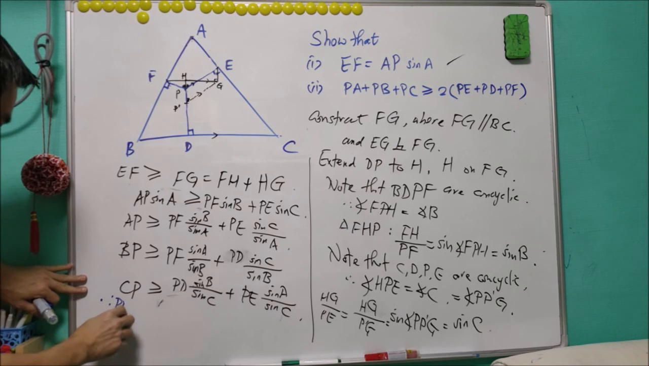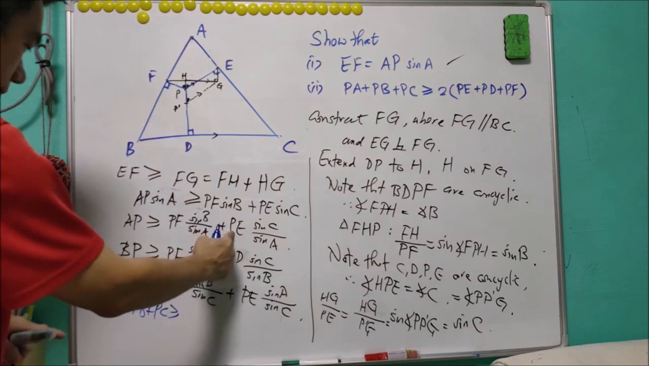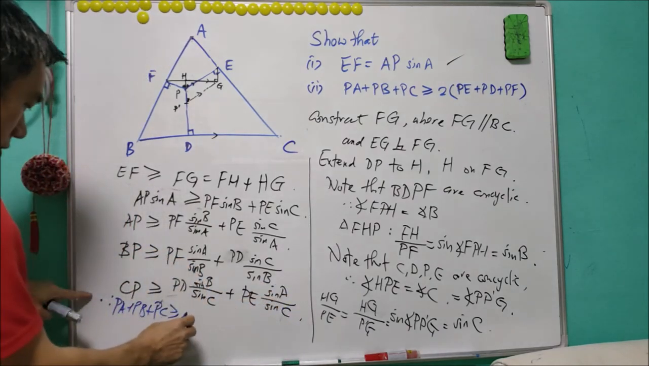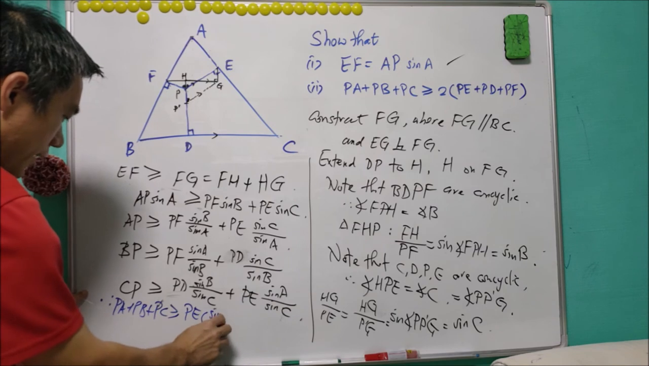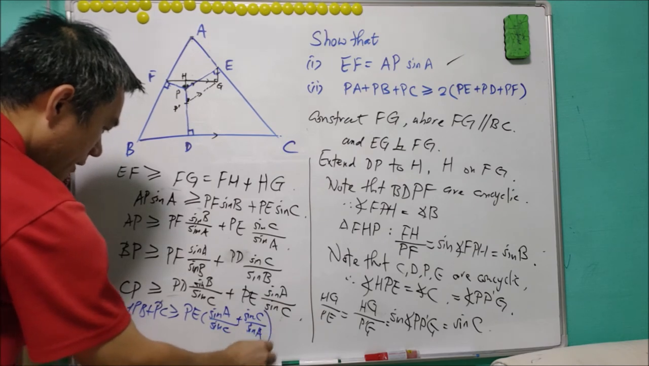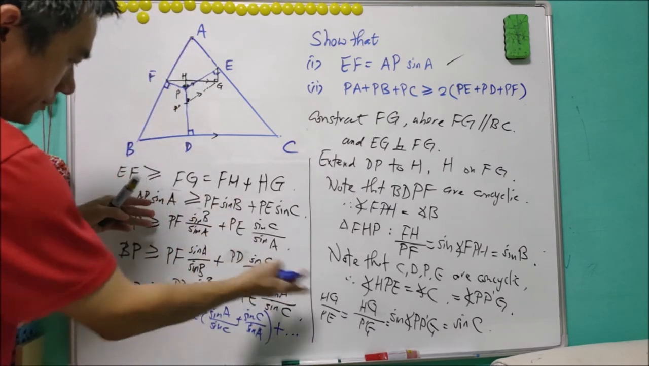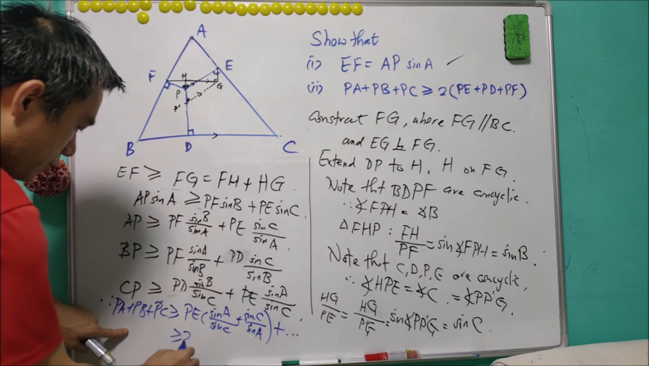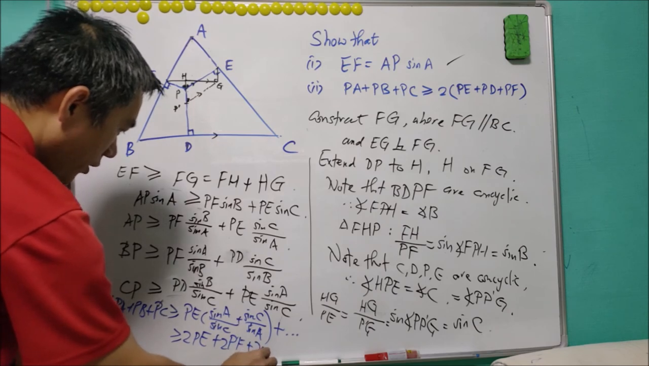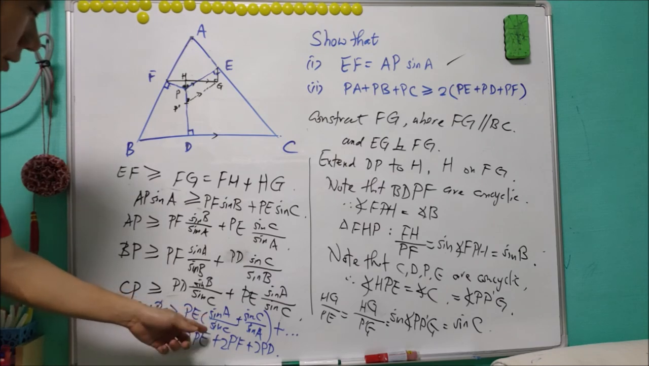The sum PA plus PB plus PC will be greater than or equal to, for PE, sine C over sine A plus sine A over sine C, times PE. Using the AM-GM inequality, this is at least 2, and we have the rest. Therefore, this will be greater than or equal to 2 PE, likewise 2 PF and 2 PD. Equality holds if and only if sine A equals sine B equals sine C.